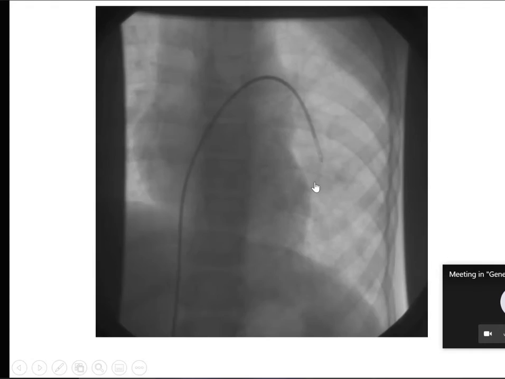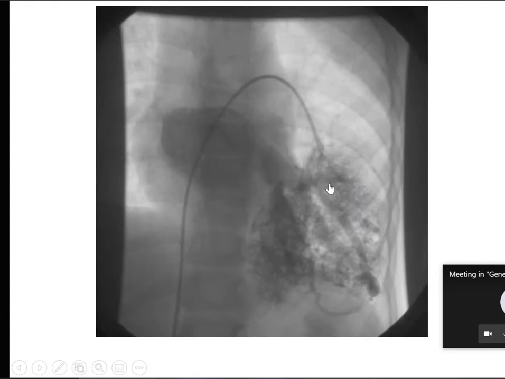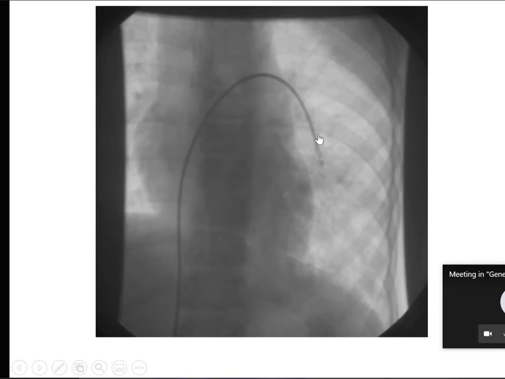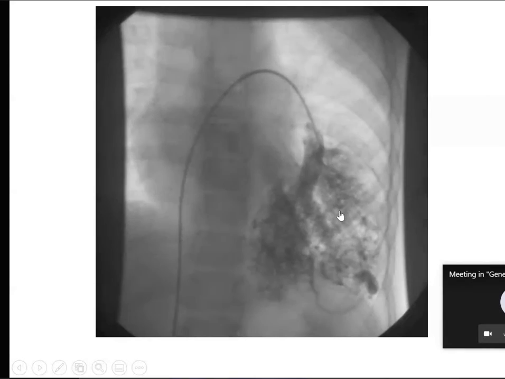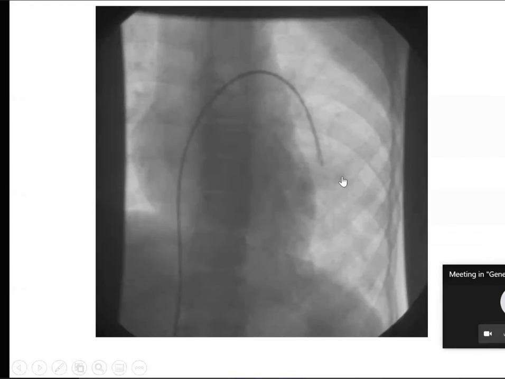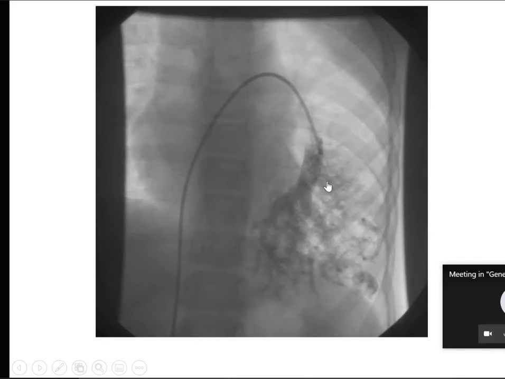Is it a wedge injection? Sir, it's not a wedge injection. It's a usual pulmonary artery injection. What is happening?